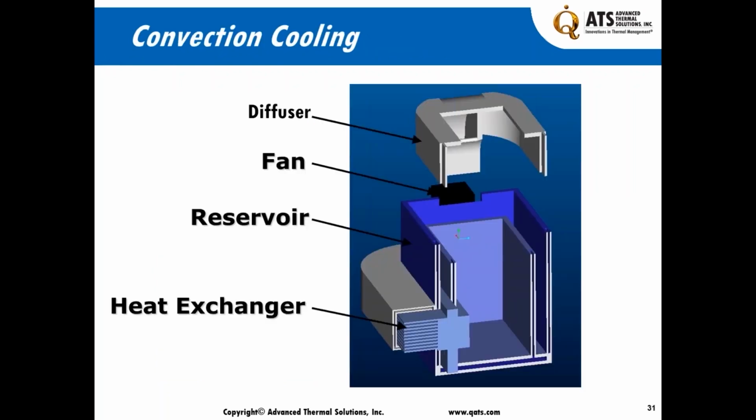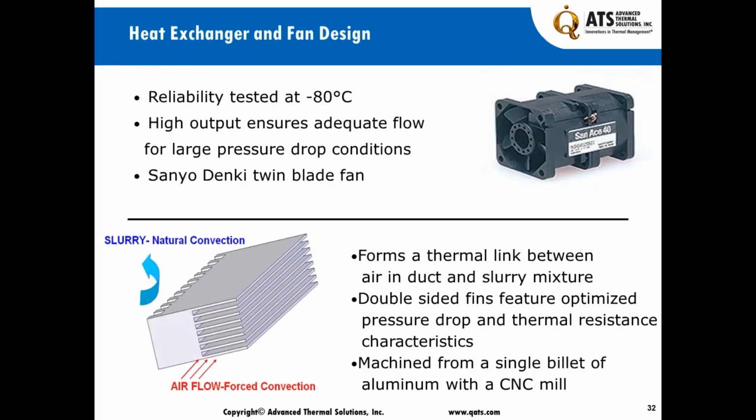Our design requirement was 70 degrees C for 6 hours. So when we put the whole system together, we have the diffuser for the fan, where we have to have the airflow. We have the fan in this location, we have the reservoir, and we have the heat exchanger on the sides to extract this heat and put it out into the room ambient. For the heat exchanger, we obviously had to use a fan, and we used the Sanyo ACE 40 fan. Reliability testing was done at minus 80 degrees C and seemed to be satisfactory.